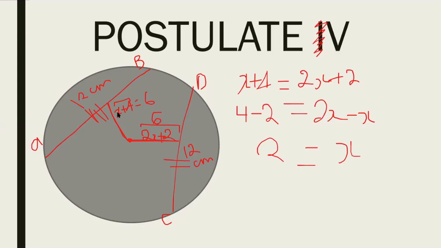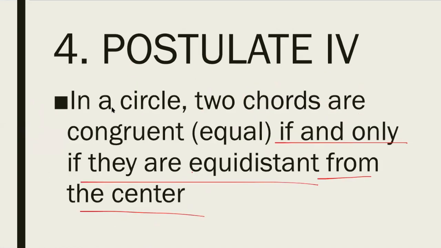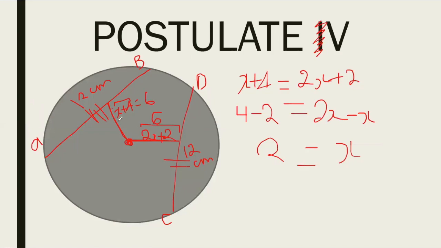Malinaw? Medyo magulo. Okay. So yung equidistant, ibig sabihin na equally distant from the center. So ito yung center. So halimbawa, given na yung AB, paano mo mahanapin yung DC? Kung may distances ka na, i-equate mo lang. Kasi yung postulate na to, chords are equal if and only if they are equidistant. So dapat yung distance from AB ay equal sa distance ng CD. Okay?